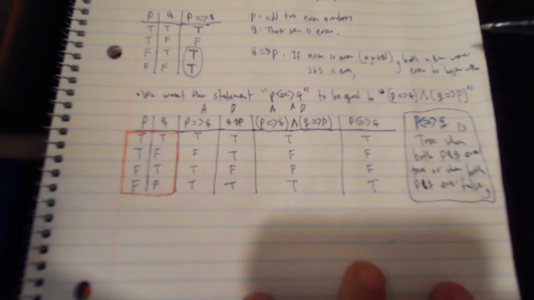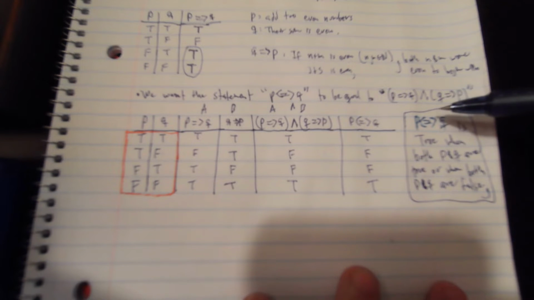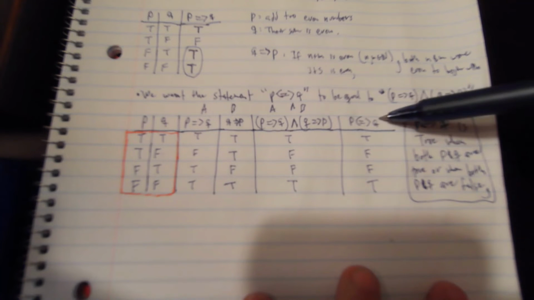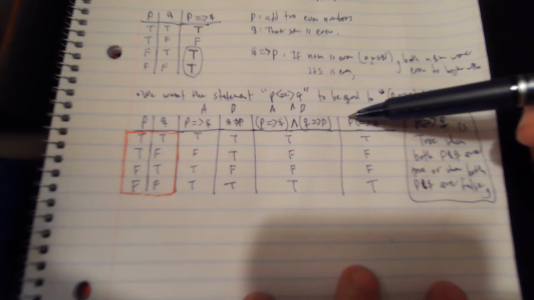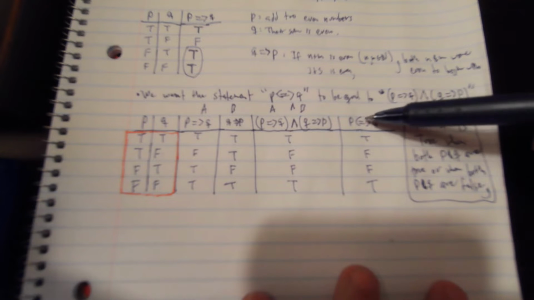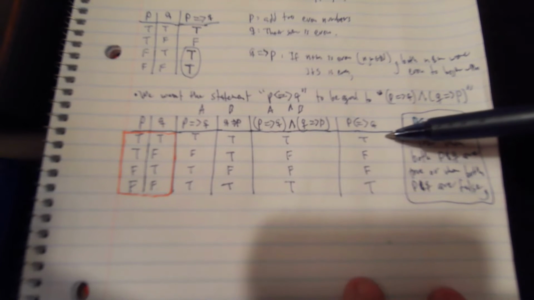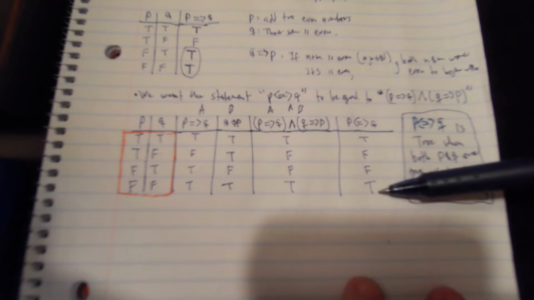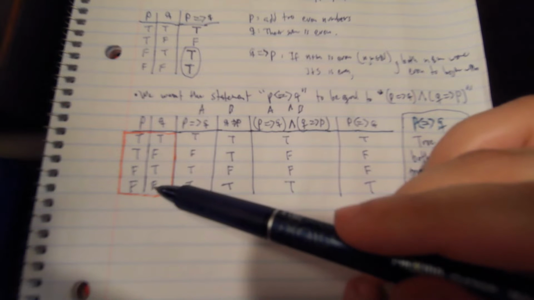What does P if and only if Q mean? We're saying that if P is true, then Q has to be true, and if P is false, then Q has to be false. That's kind of the takeaway. The statement P if and only if Q is true when both of them are true, or it's true when both of them are false.